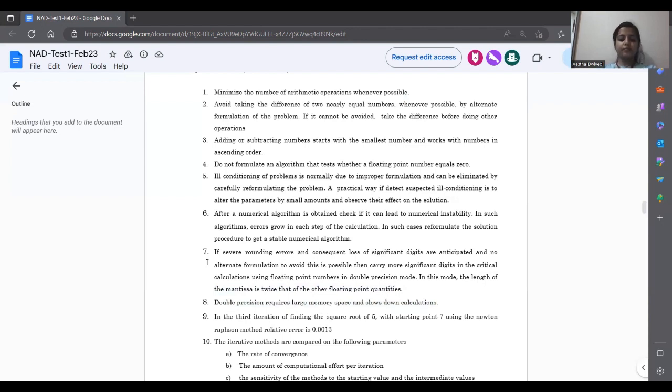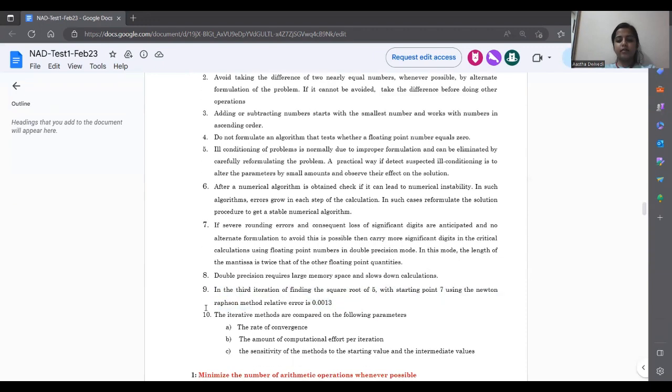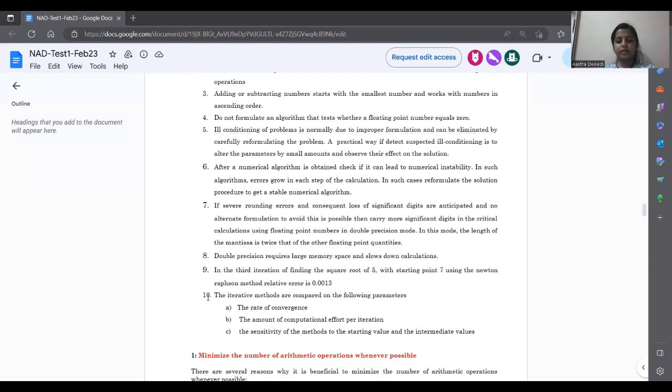Next, in the third iteration of finding the square root of 5 with starting point 7 using the Newton-Raphson method, the relative error is 0.0013. So we need to solve this. Let's do this later. First, we discuss this question.